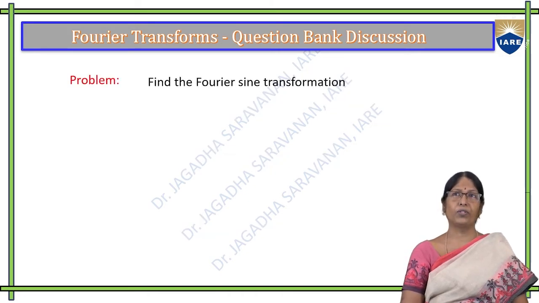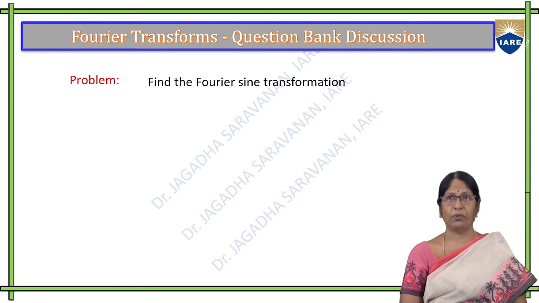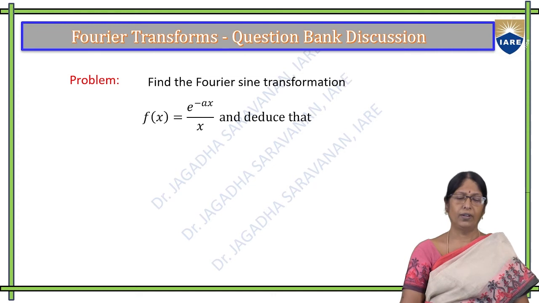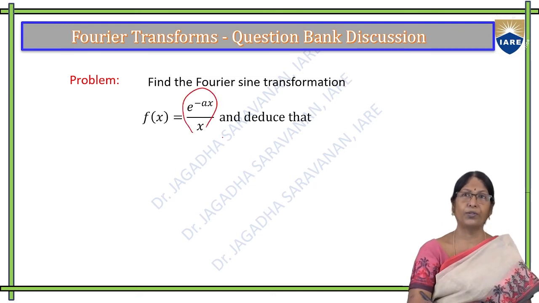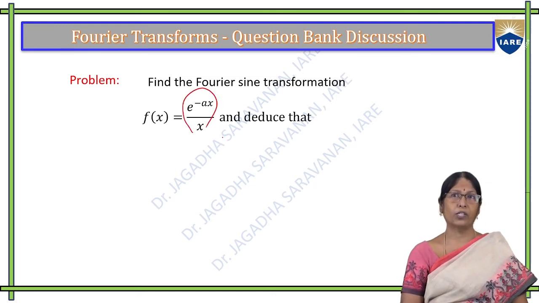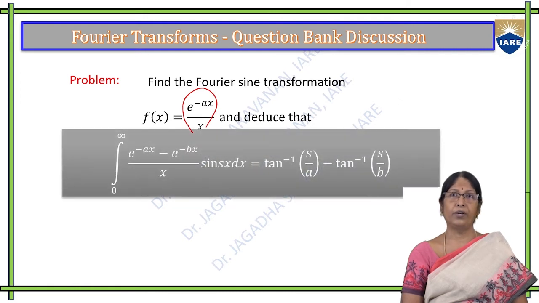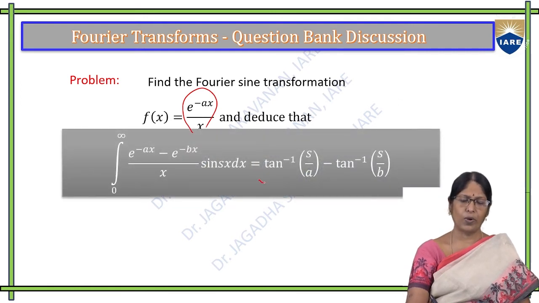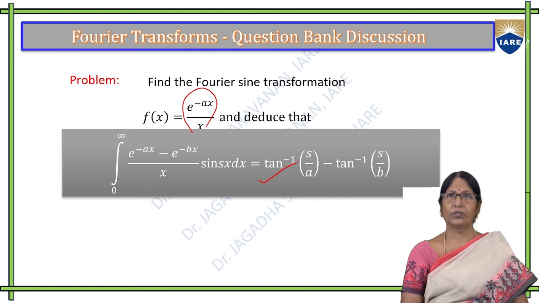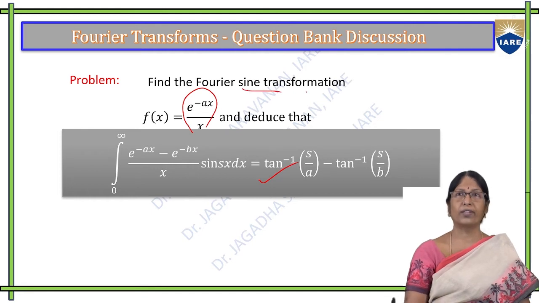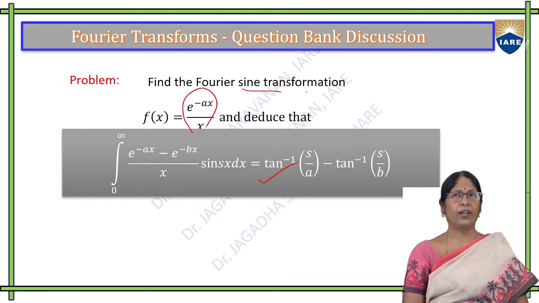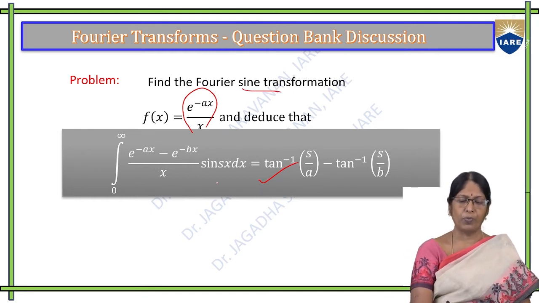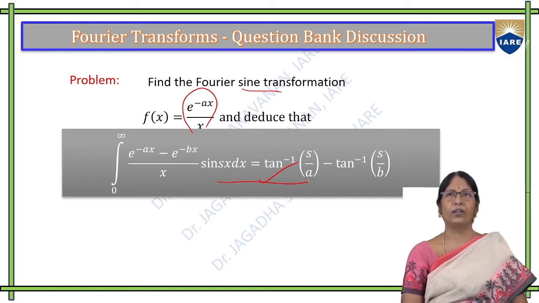So the next question, which is dominating in our question bank: find the Fourier sine transformation. Here f of x equals e power minus ax by x, and deduce that. This is the question which is given. So first, the function is given. We have to find the Fourier sine transform. After getting some result, we have to bring it to this format.